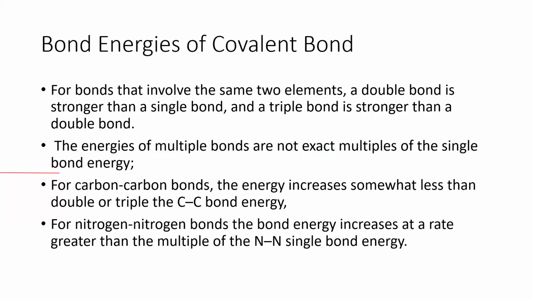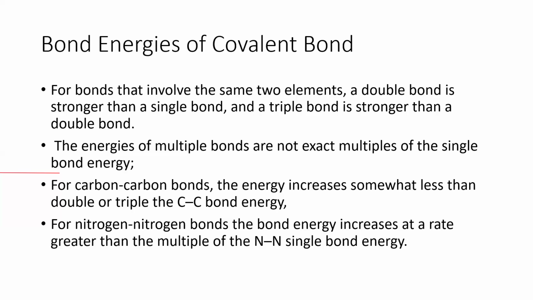For bonds that involve the same two elements, a double bond is stronger than a single bond, and a triple bond is stronger than a double bond. It's quite obvious, because if you have a triple bond, it has to be stronger, since there are 3 chains. If somebody binds you with 3 chains and somebody binds you with 1 chain, with the same amount of strength in the 1 chain, then the 3 chains will be stronger than the 1 chain.